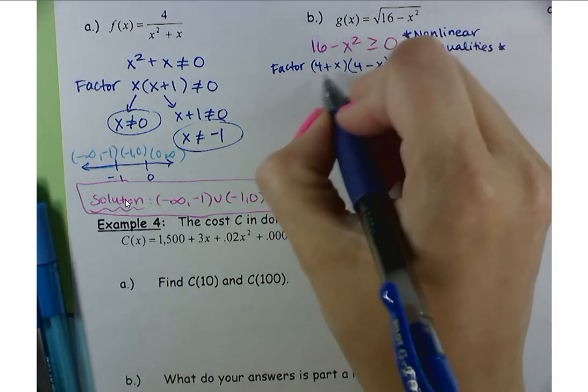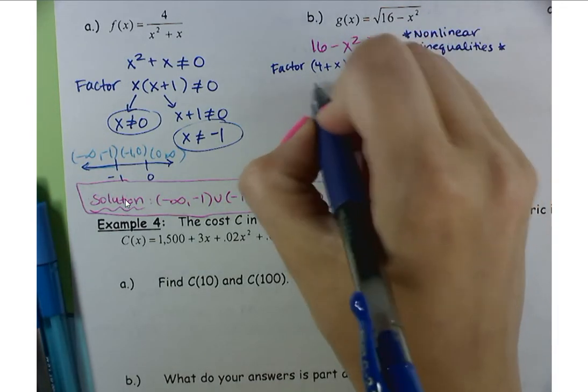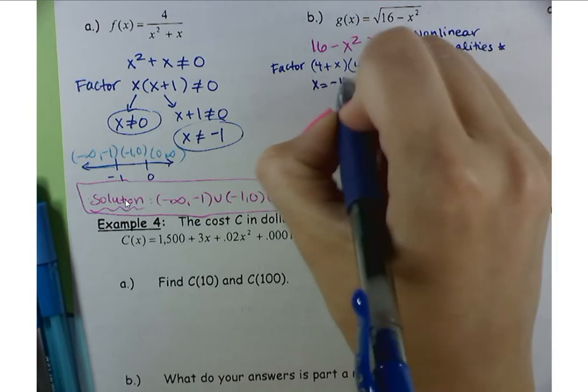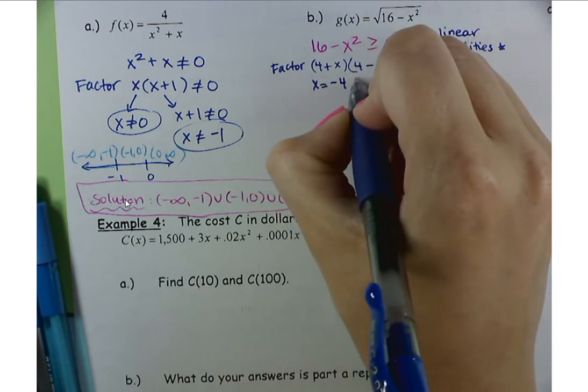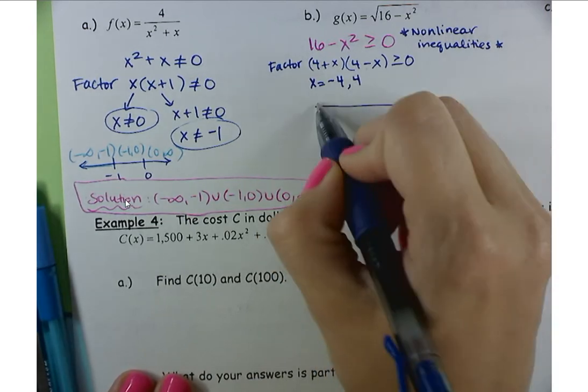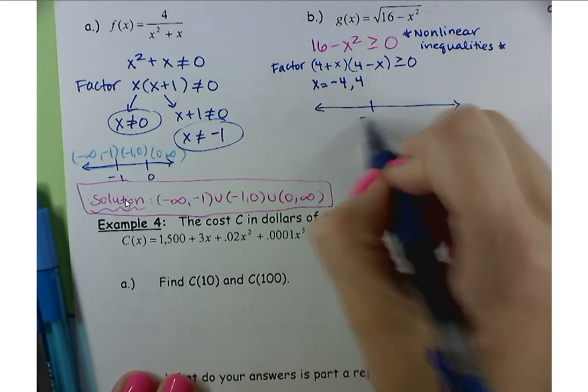Okay, so for this one, what would x equal? That would make 4 plus x 0. Negative 4, and for the second one, 4. So remember, we're going to put those on our number line. And what else do we have to do?